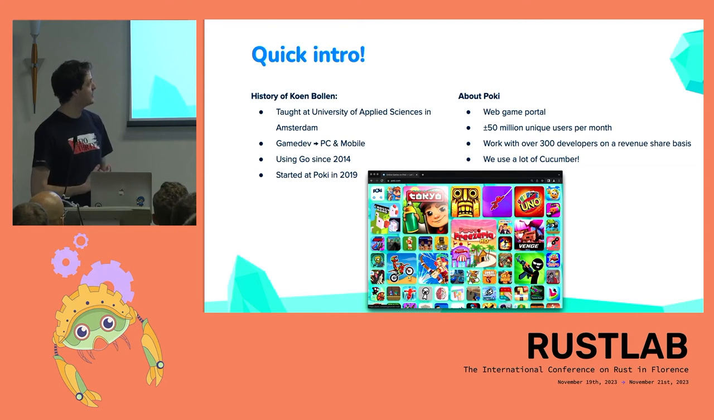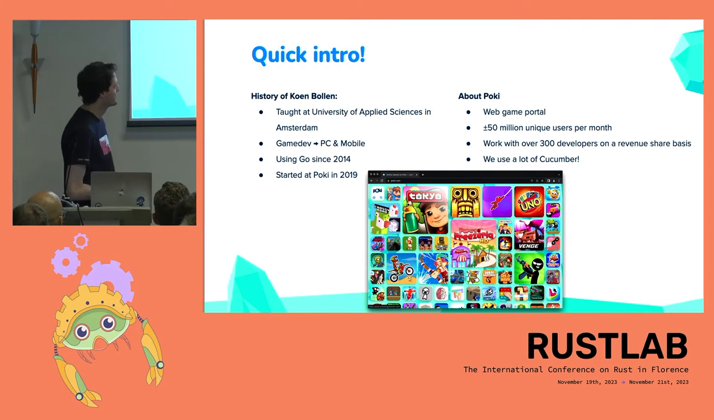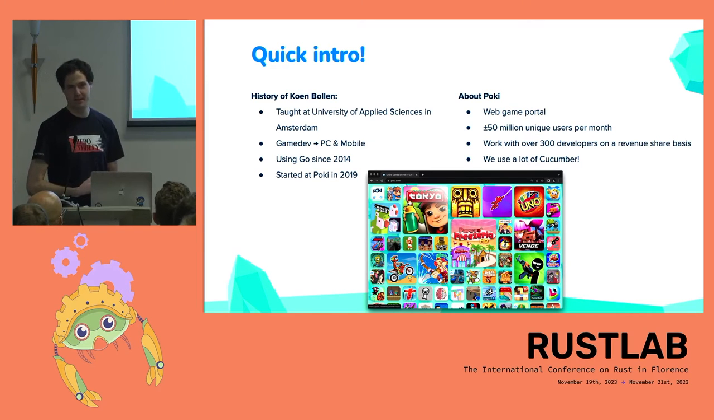We hit about 50 million unique users a month last month, which we're very happy with. And we work with around 300 developers on a revenue share basis. We split the revenue 50-50. About 60 of them make their living purely through the revenue from Poki, which I'm very happy about. As a game developer myself, I'm super happy with that. And we use a lot of Cucumber testing in all of our backends, which are all written in Go. Hence, I'm here.